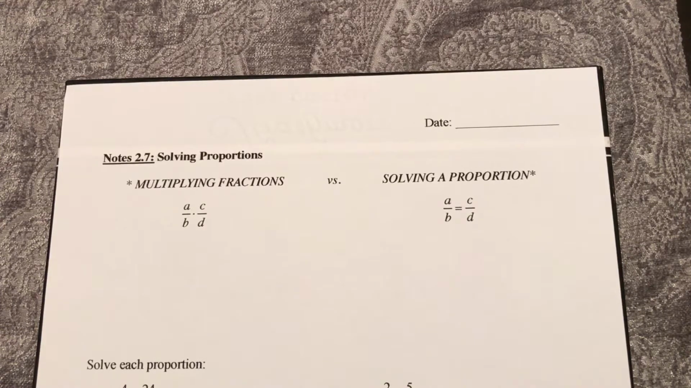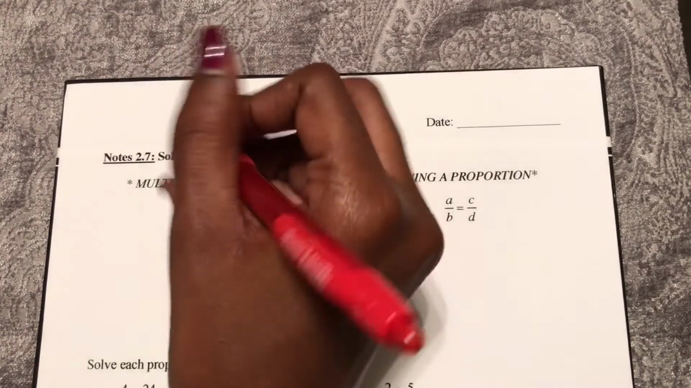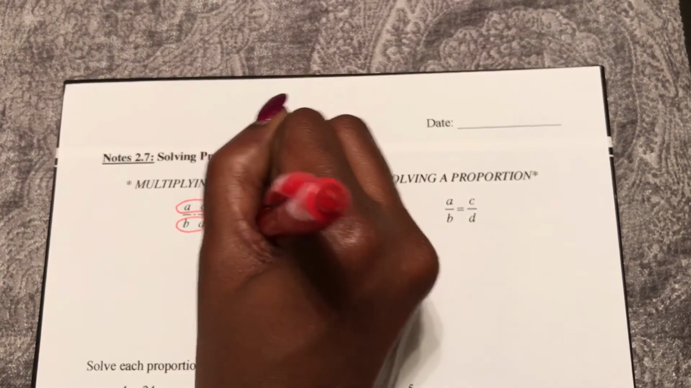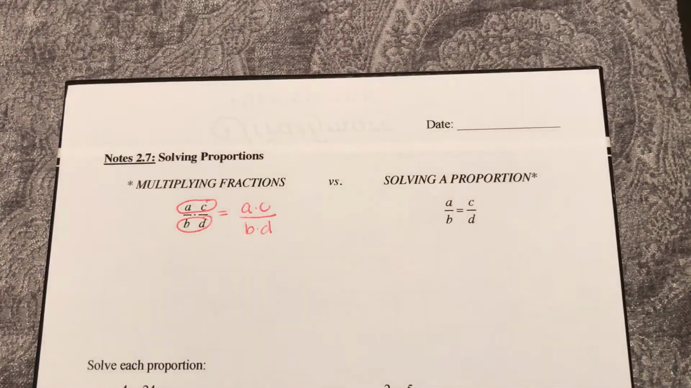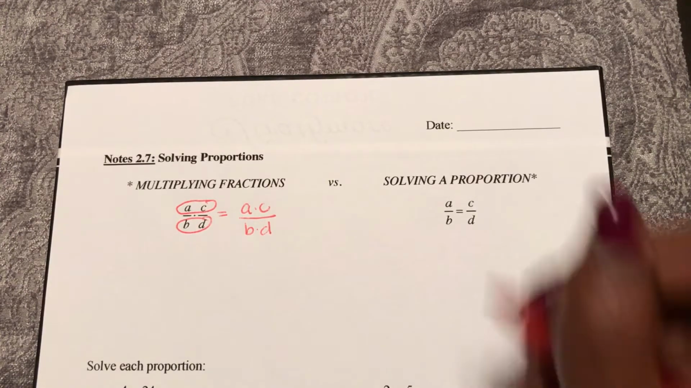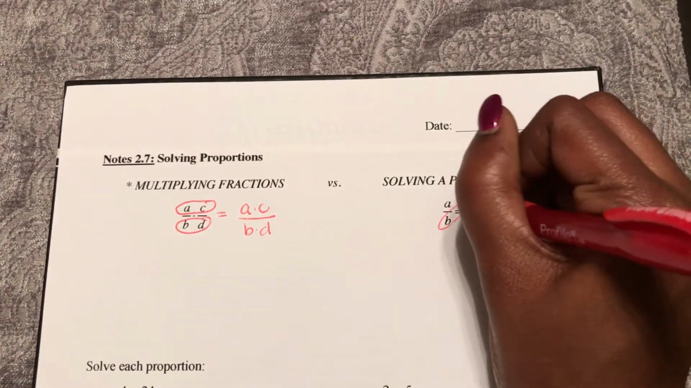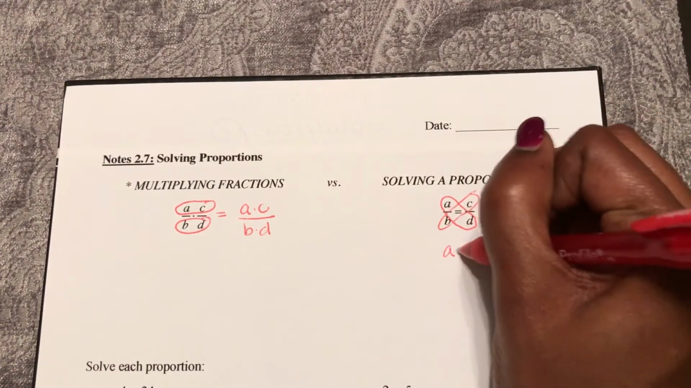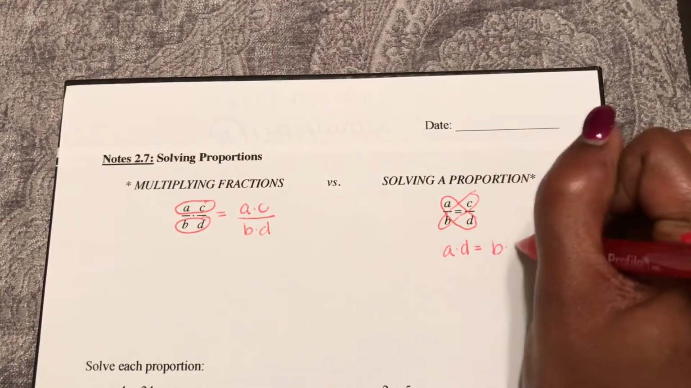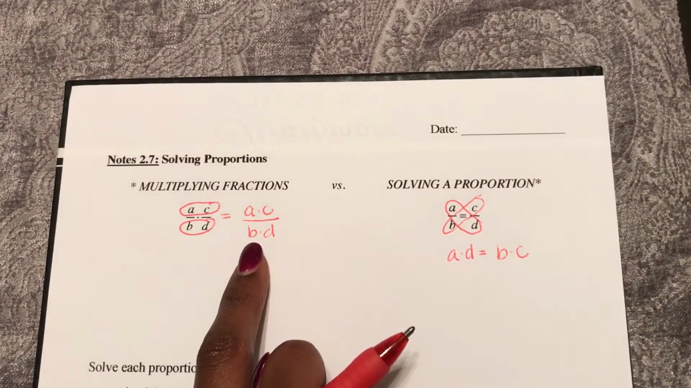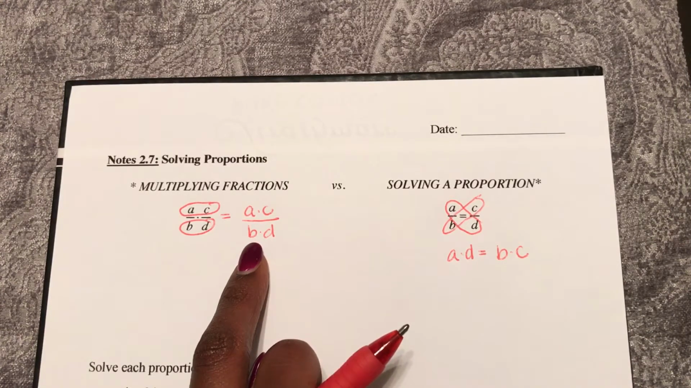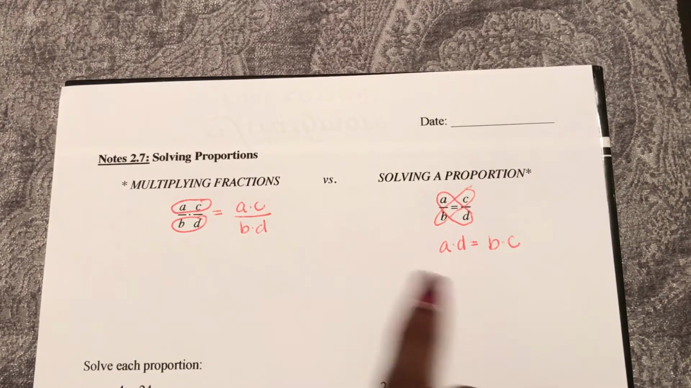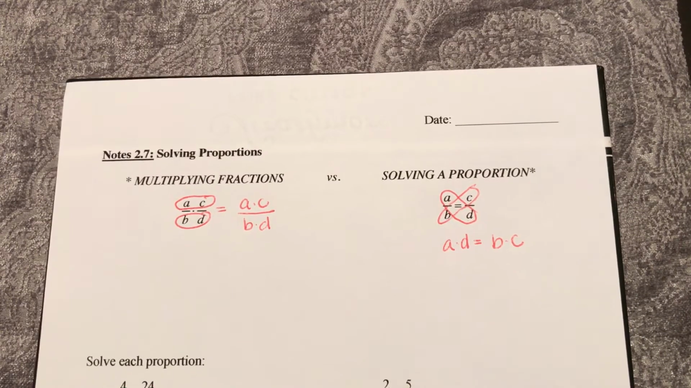So remember, when we are multiplying fractions, we multiply our numerators and our denominators. Simple. When we're solving a proportion, we cross multiply, and the two quantities that we create are equal to each other. So A times D is equal to B times C. So notice, this is equal to just another fraction, it's not an equation, and this creates an equation. So let's keep this in mind and this difference as we move into the examples below.